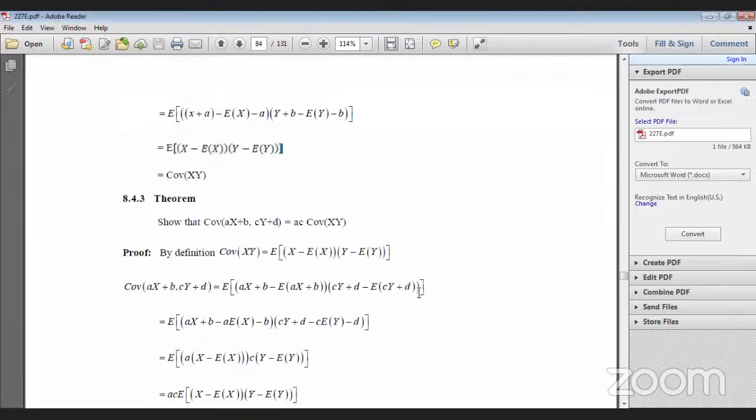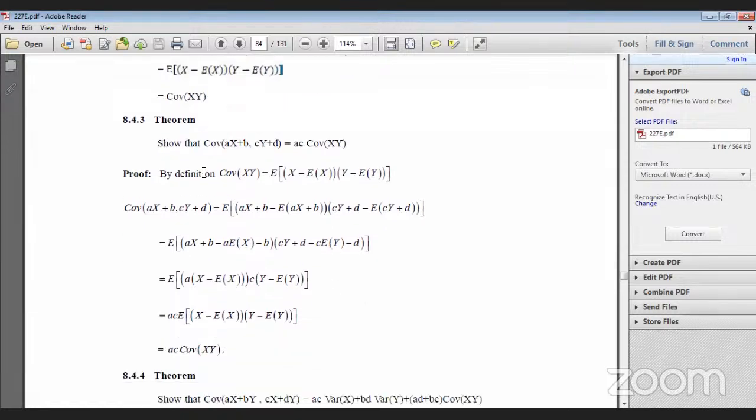So the theorem shows that covariance of ax plus b and cy plus d is equal to ac times covariance of xy. By definition of covariance of xy, that is equal to E of (x minus Ex)(y minus Ey). We are taking here covariance of ax plus b, cy plus d. So E of (ax plus b minus E of ax plus b)(cy plus d minus E of cy plus d).